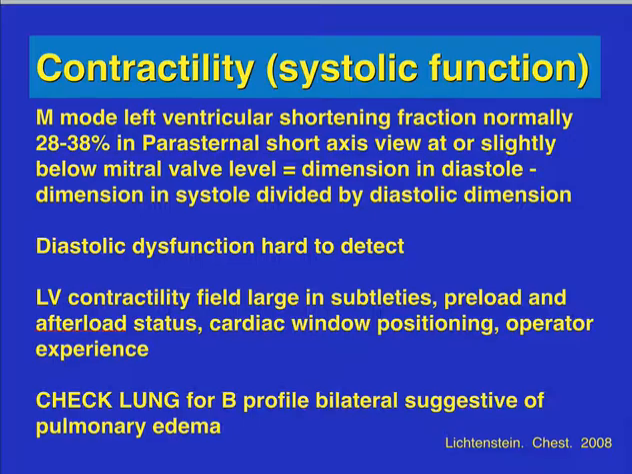Because of that, and even in our ICU, patients are on multiple pressors and inotropic agents that can affect the contractility. So what I want you to do is get really good at looking at the general function. Also remember, you should always check the lung for a B profile, because if you have a bilateral B profile with lung sliding, that suggests pulmonary edema. And if you're trying to determine volume status, or whether to give the patient fluids, vasopressors, or inotropic agents, you have to look at the lungs to see if the heart is actually able to keep up.